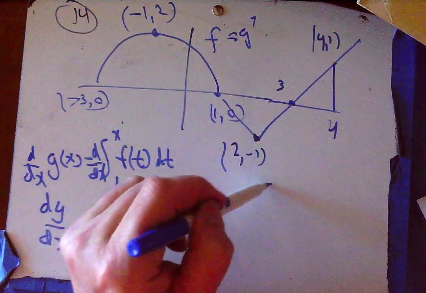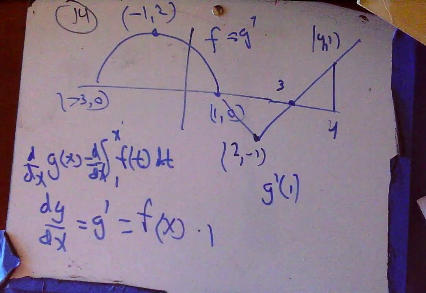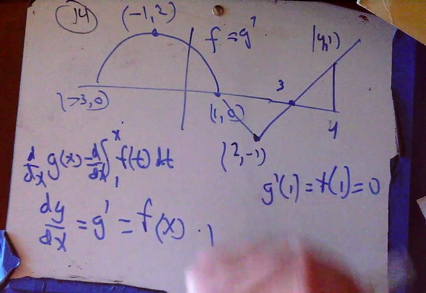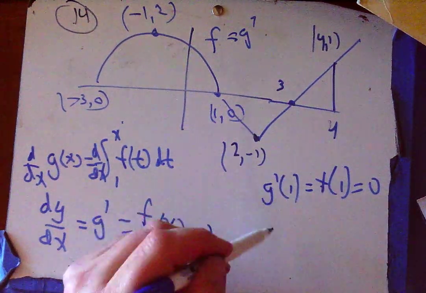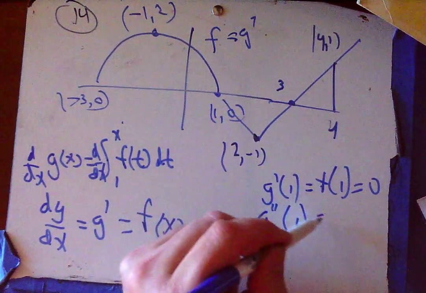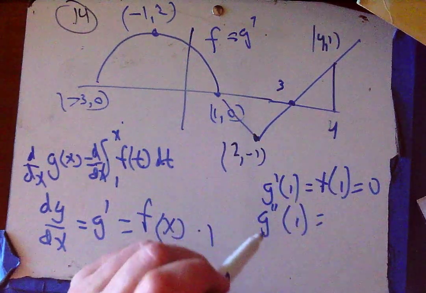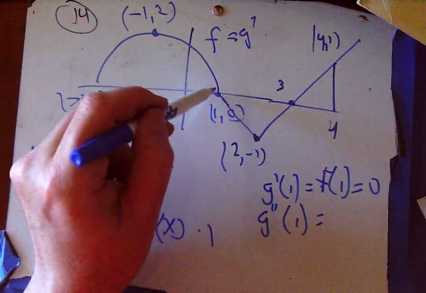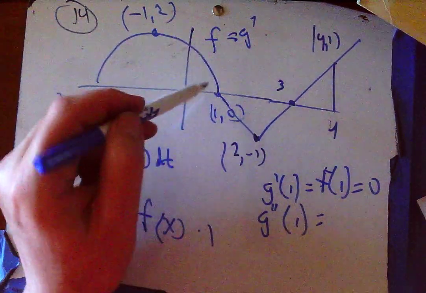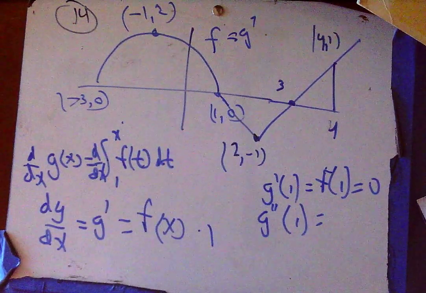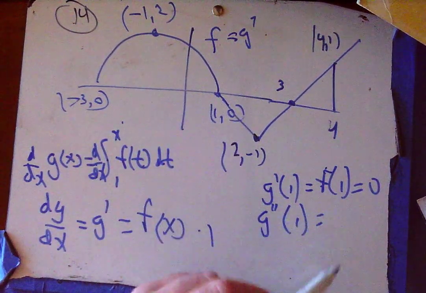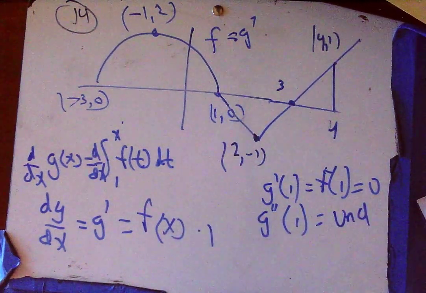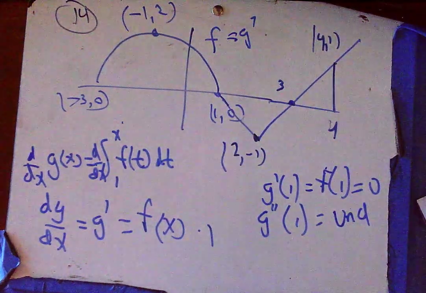So if I want to find g prime of 1, no problem. That's just f of 1, which is 0. And if I want to know g double prime of 1, well, that's saying what's the slope on this graph at 1. Yeah, the limit of the slopes from the left side of 1 does not equal the limit of the slopes from the right side of 1. And so I'm going to say that this is undefined. I think undefined is my g double prime.